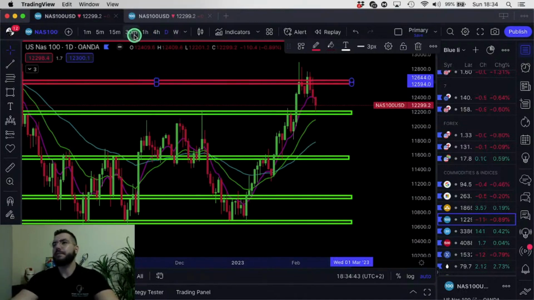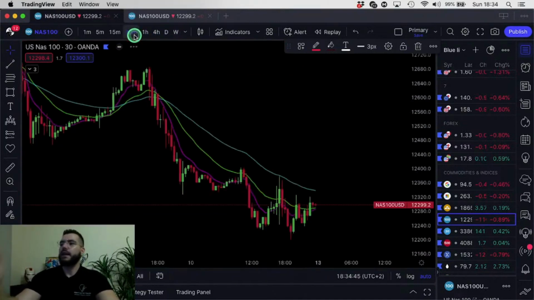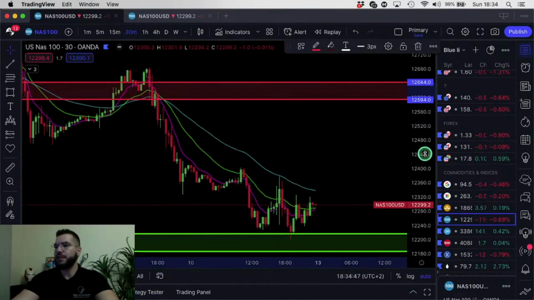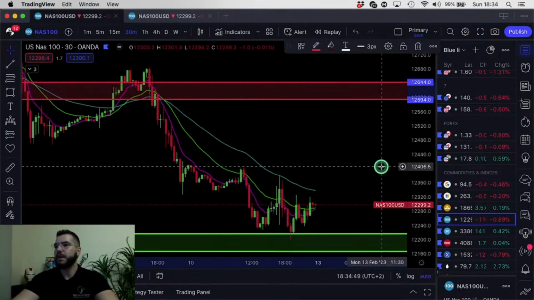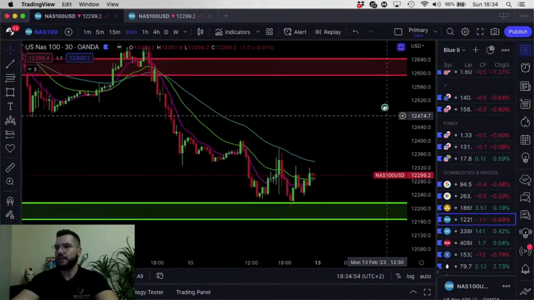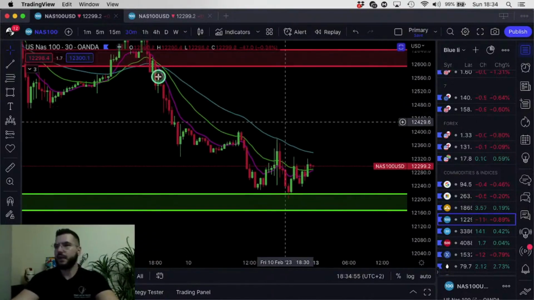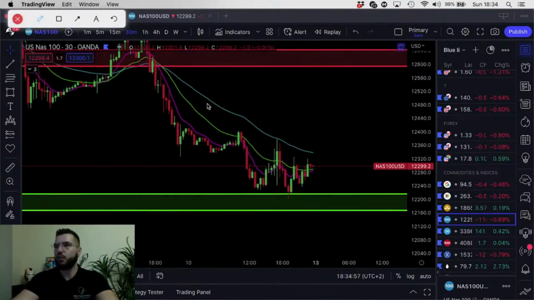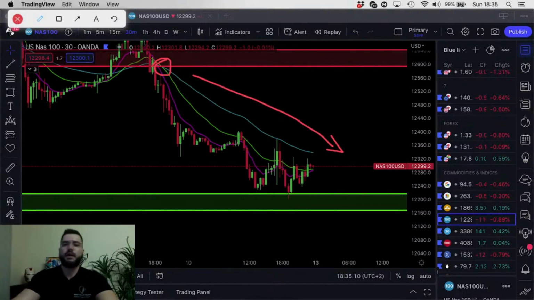Getting back to Nasdaq, I primarily look for my entries on the 30-minute time frame. What I would like to see is, as you can see at the moment, we are in a massive downward trend still. It's been happening for most of the week. And you can see here, there was our death cross, where all our EMAs crossed into bearish momentum.